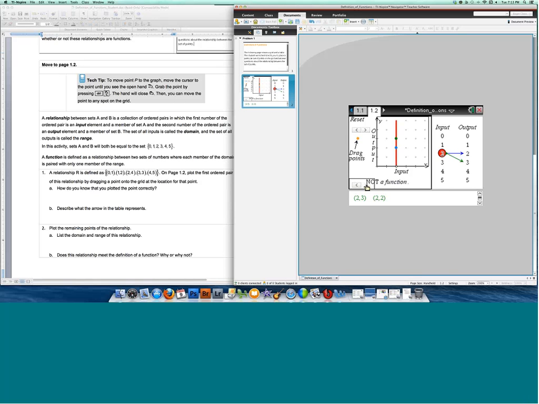And the graphic that they're using, of course, in the coordinate grid is the vertical line test. But what I really like about this particular representation over here, using the mappings, is that it really helps students to understand that definition, that a function is defined as a relationship between two sets of numbers where each member of the domain is paired or corresponds to exactly one value in the range. Okay?